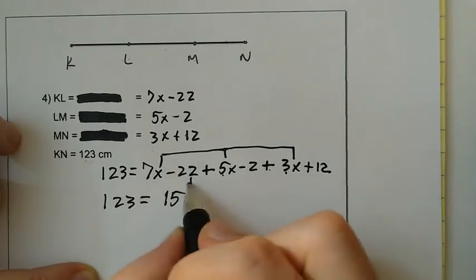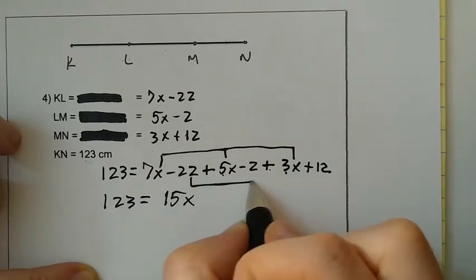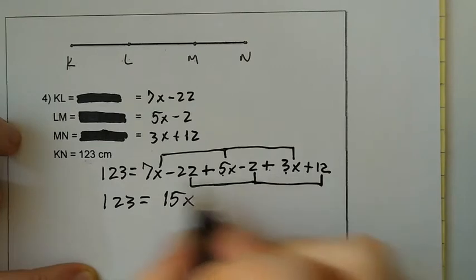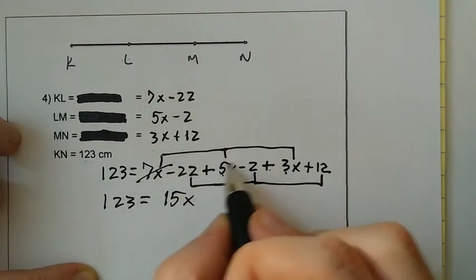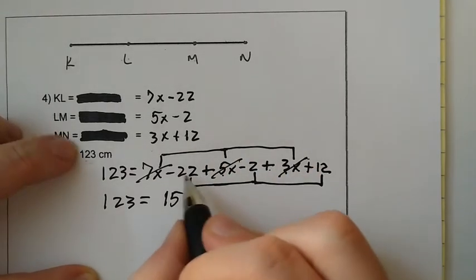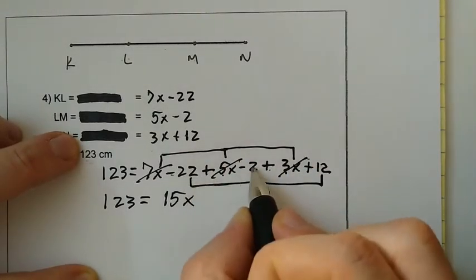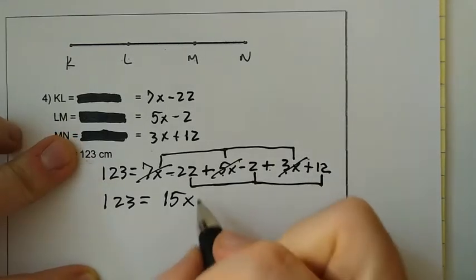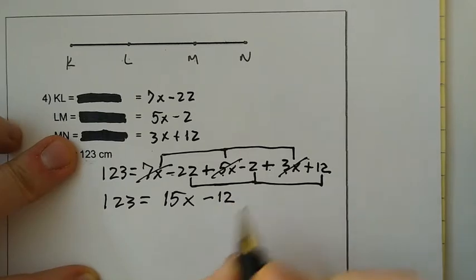Now we've got to deal with the other ones. So these are the 3 that we didn't use. I usually cross these out to make sure that I use everything that's there. It's not required, but again, visually for me, it helps. So negative 22 minus 2, negative 24 plus 12 gives you negative 12 or minus 12.